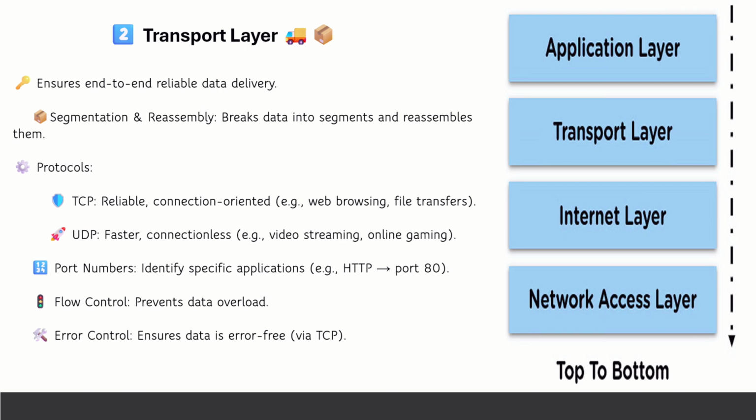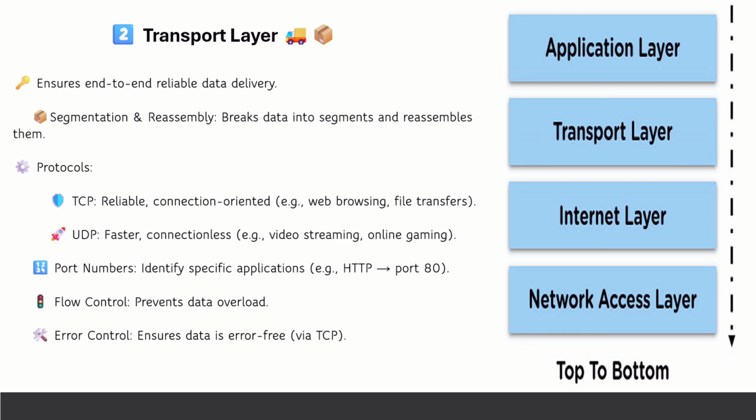Port numbers. The transport layer uses port numbers to identify specific applications running on a host. This allows multiple applications to use the network simultaneously. For example, port 80 is commonly used for HTTP.